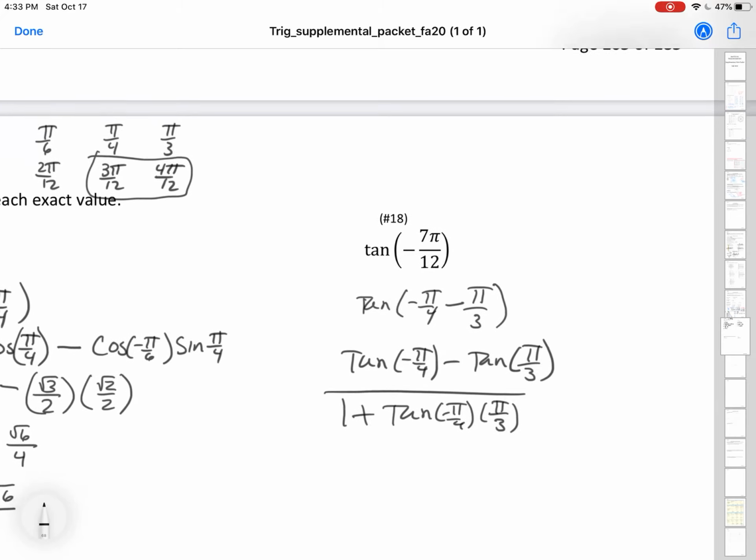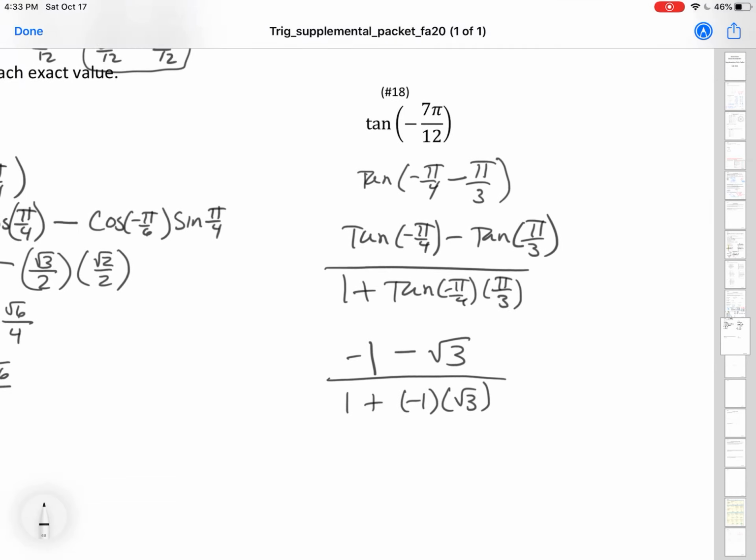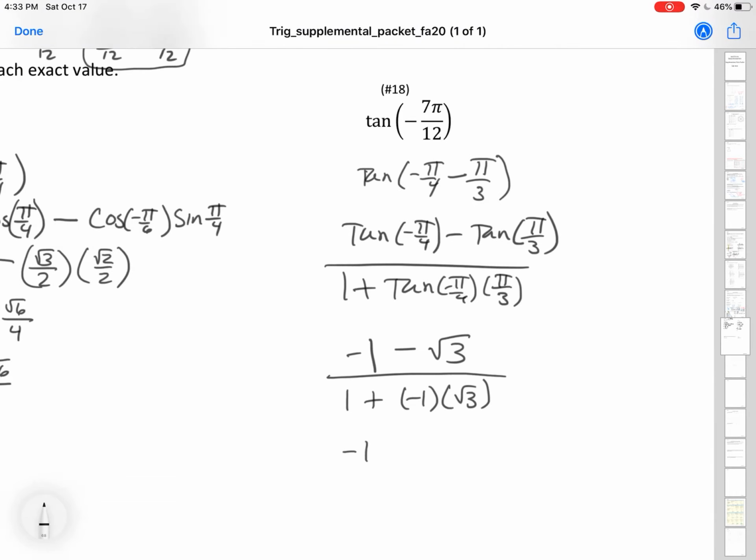So let's talk about tangent of negative pi over 4. That's a fourth quadrant angle, so it's going to be negative. And tangent of pi over 4 is 1. So negative 1 minus tangent of pi over 3, as you know, is root 3, all over 1 plus negative 1 times root 3. So one reason I like this is because you've already figured out what you needed for the bottom on the top. So this is negative 1 minus root 3 all over 1 minus root 3.